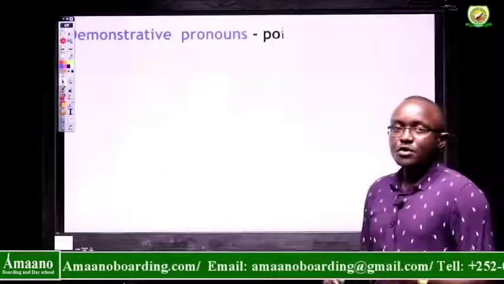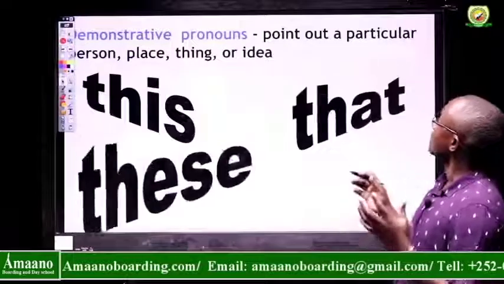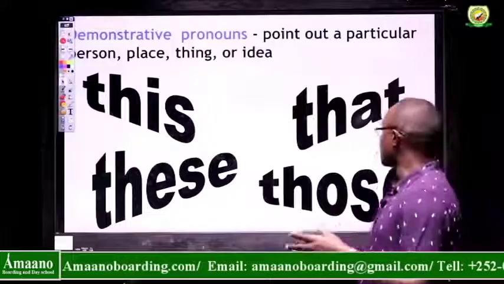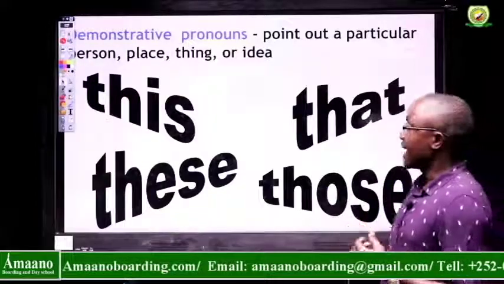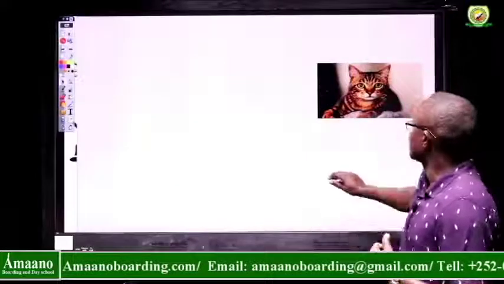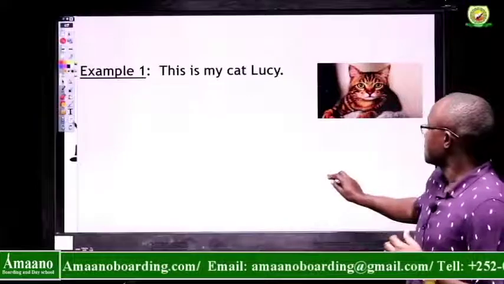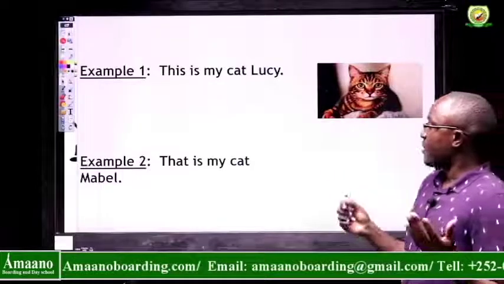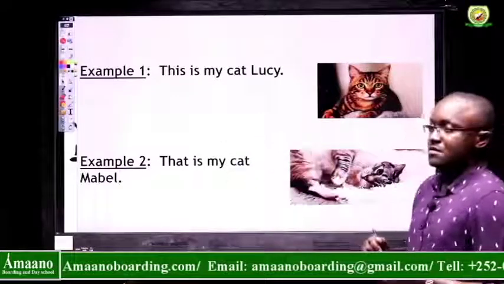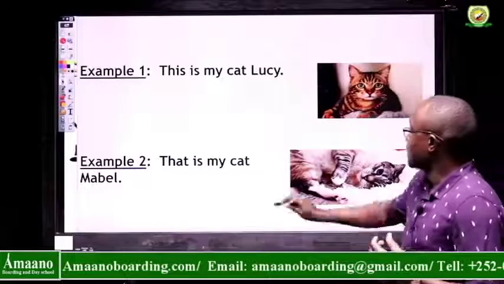Okay? Let's go to the next kind, demonstrative pronouns. This one points out a particular place or thing or an idea. This, that, these, those, etc. For instance, in a sentence, we can say, this is my cat Lucy. This is my cat Mother. Or that is my cat Mother. Good. Let's move to the next.